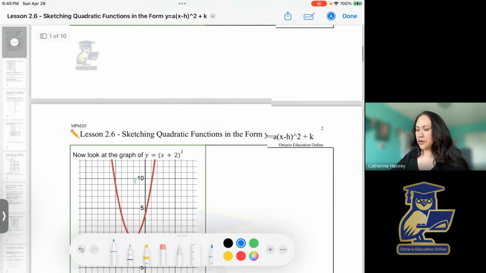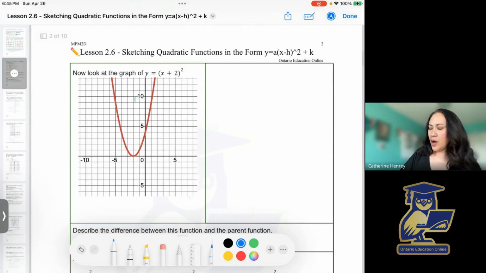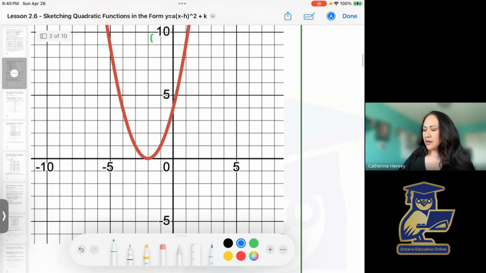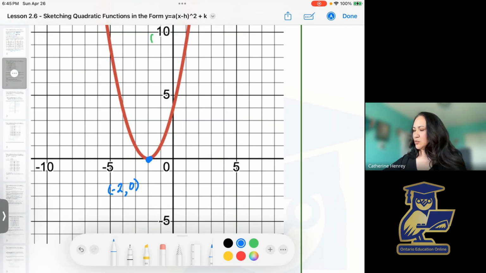My third graph here is a graph of y equals x plus 2, squared this time. So let's zoom in here and take a look. Here's the vertex now, and this vertex looks like it is at (-2, 0). Plotting similar points, I now have (-4, 4), and over here we have (0, 4).